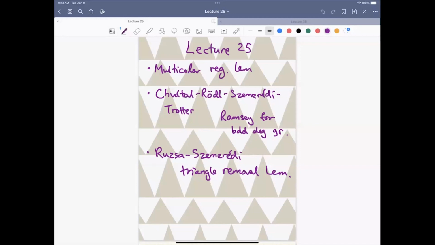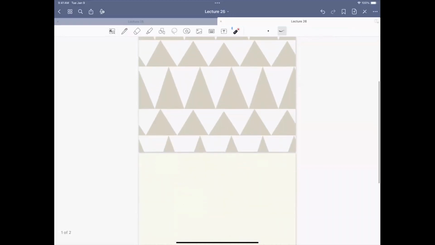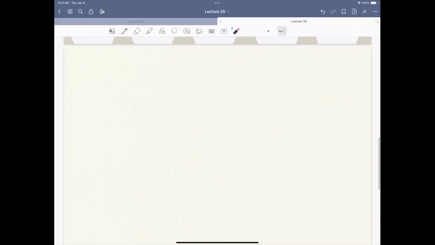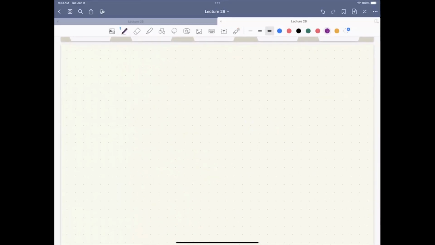Then we went on to talk about Ruzsa-Szemerédi's triangle removal lemma, another very important lemma related to the regularity lemma. So let's recall Ruzsa-Szemerédi's triangle removal lemma and see some applications today.